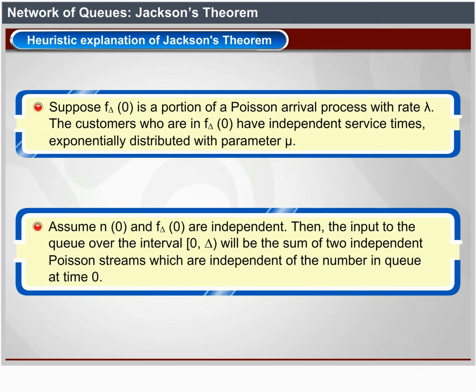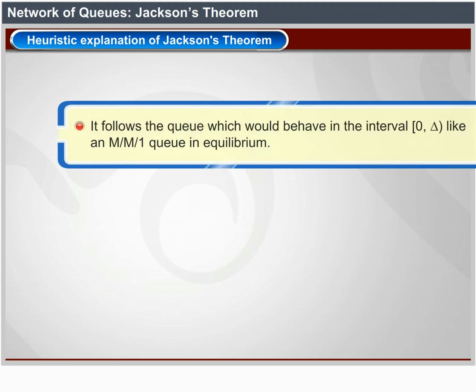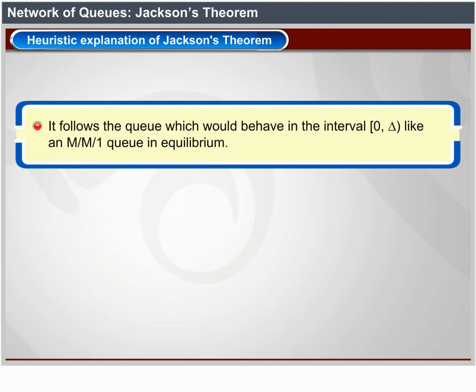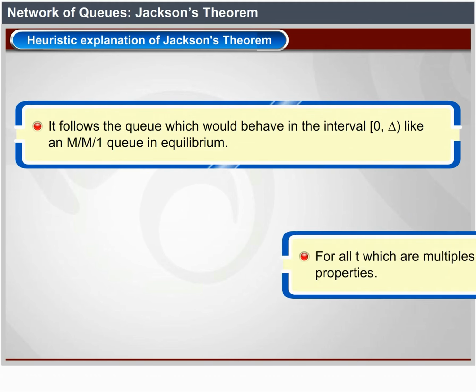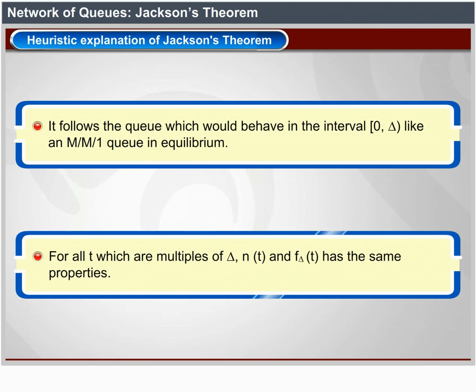Then the input to the Q over the interval 0 to delta will be the sum of two independent Poisson streams which are independent of the number in the Q at time 0. It follows that the Q will behave in the interval 0 to delta like an M/M/1 Q in equilibrium. For all t which are multiples of delta, n of t and F delta of t have the same properties.